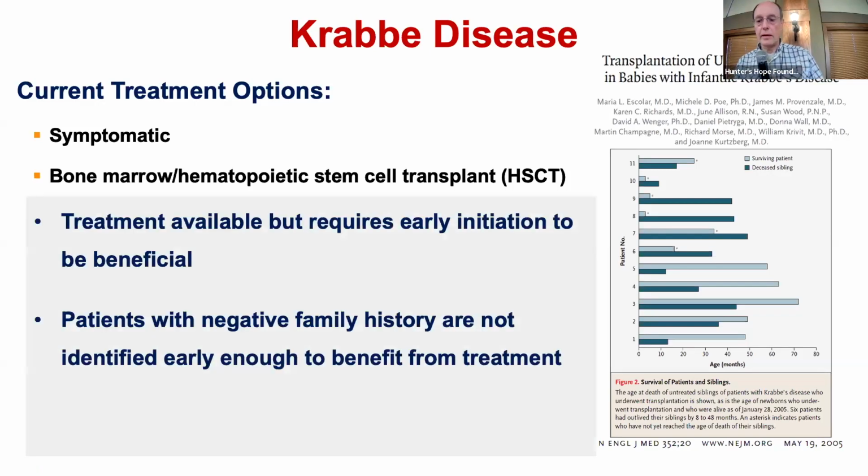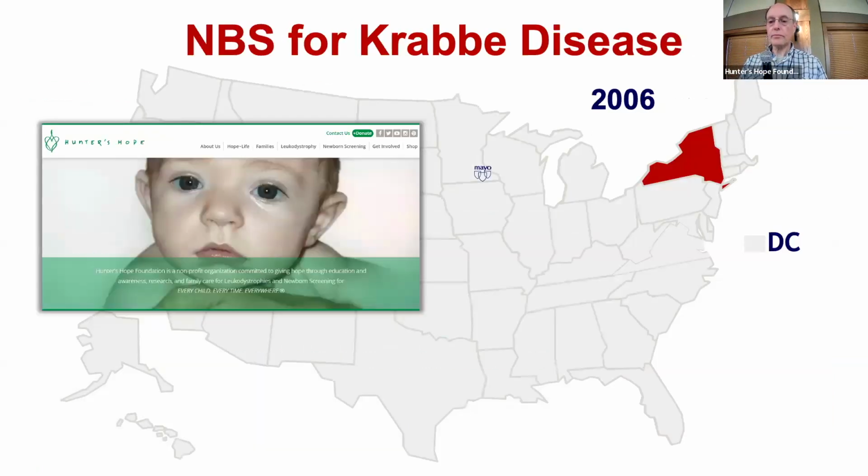So again, there is a treatment, but you have to identify these patients early, and without a positive family history where you can anticipate that the baby may have Krabbe disease, without newborn screening, you will not identify these patients early enough. So we do need newborn screening to give these families a choice whether they want to pursue a transplant or not. And as we all know, it started here in New York with the Hunter's Hope Foundation that convinced those in power that newborn screening for Krabbe disease was important. And so in 2006, it started.